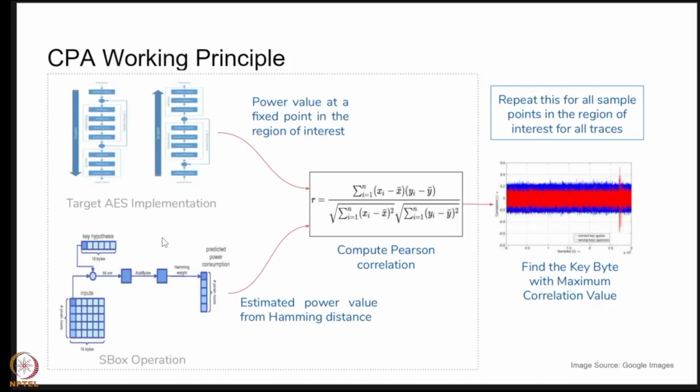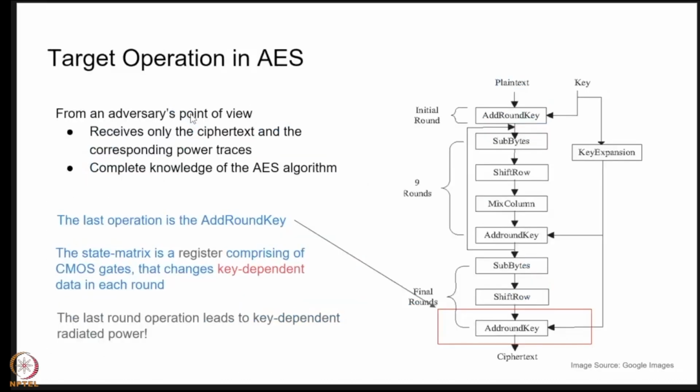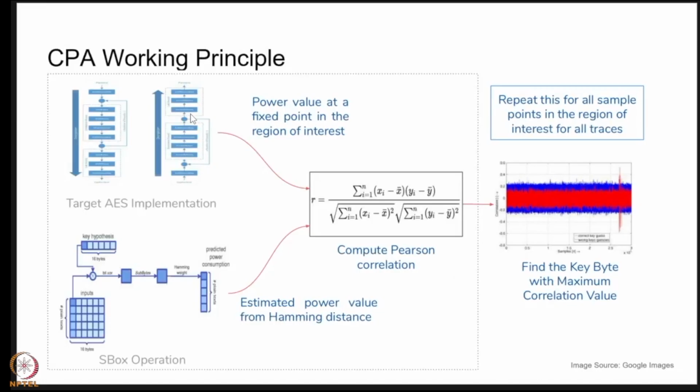So ideally what we target over here, as I said, is the 10th round input, and from the 10th round input we collect the traces. Then ideally we have a hypothetical power matrix and a real power matrix that we are collecting, and based on that we compute this Pearson correlation.